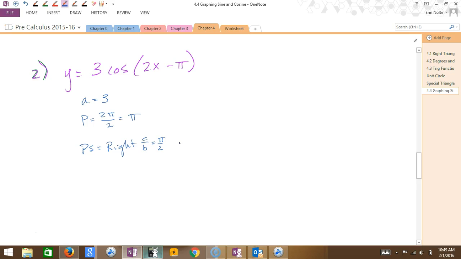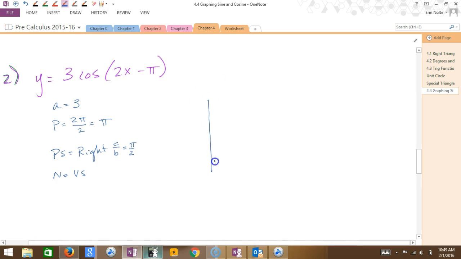Okay, last part, do I have a vertical shift? Is there adding or subtracting on the outside of the parentheses? No, so no vertical shifts.